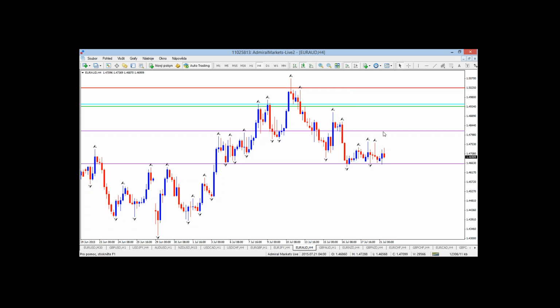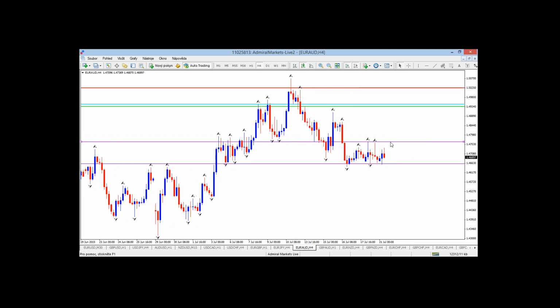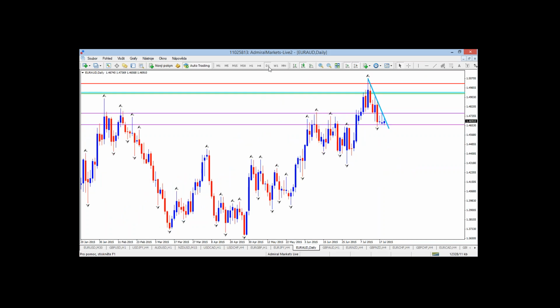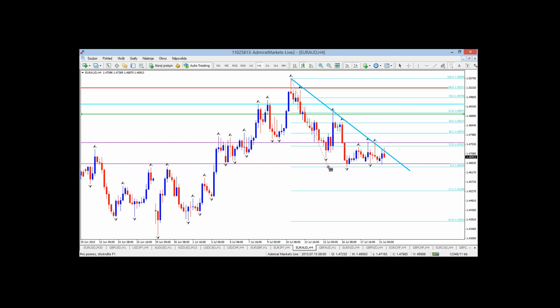So quite the opposite. This support looks critical for further downside, but if it does push above the resistance, then that could be an interesting moment as well because of this trendline break too. And if it does break through the resistance, probably the target is 61.8, I would say.